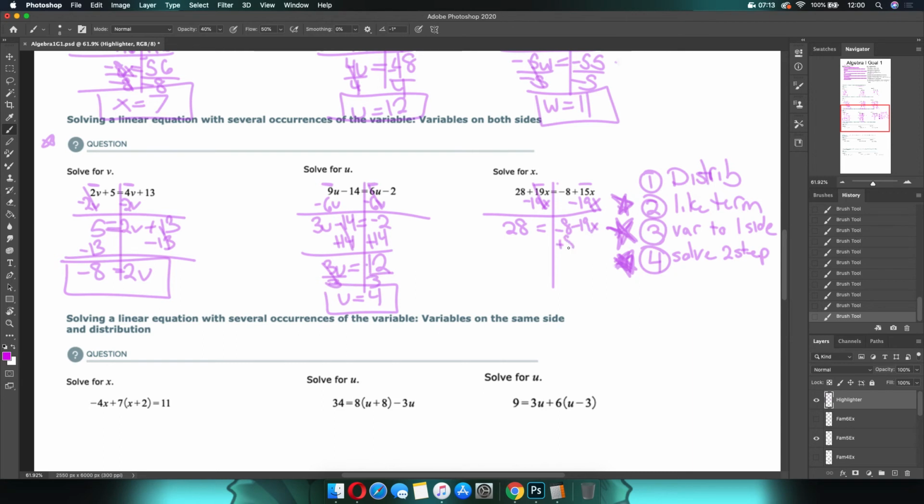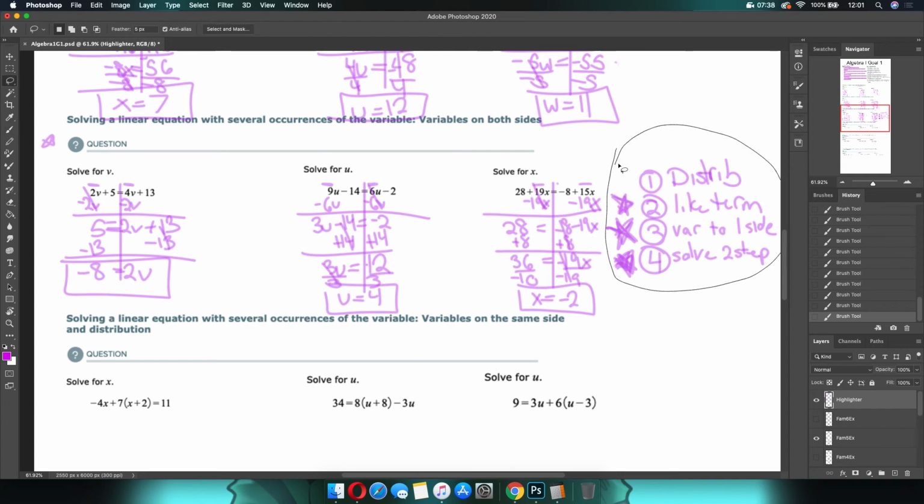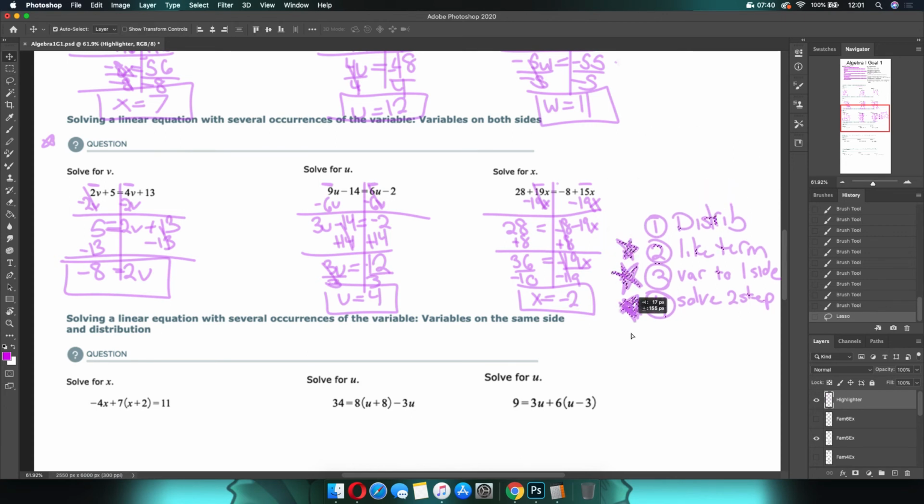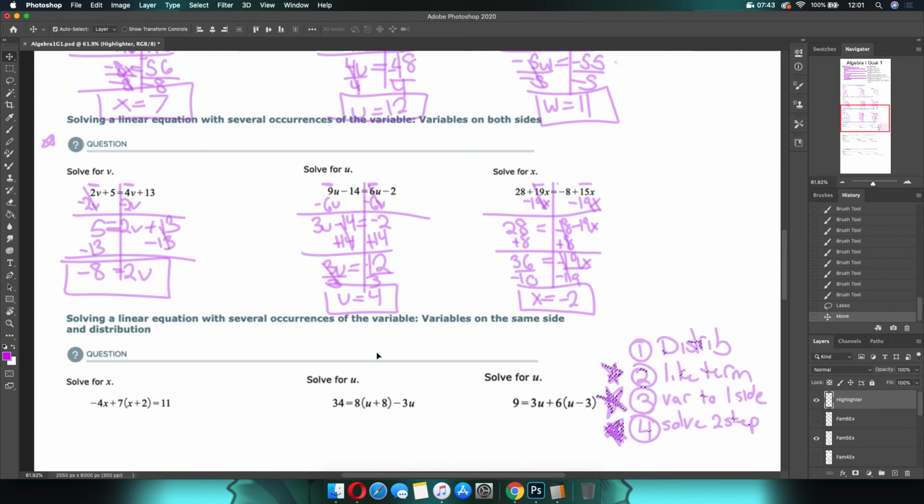So plus 8, okay, plus 8, okay, I see where this is going. So that's going to be 36 equals negative 19x. Divide by negative 19, divide by negative 19, x equals negative 2. Oh, that wasn't so bad at all. And you start to realize that this actually isn't as painful as you think it will be when you're first leading into it.